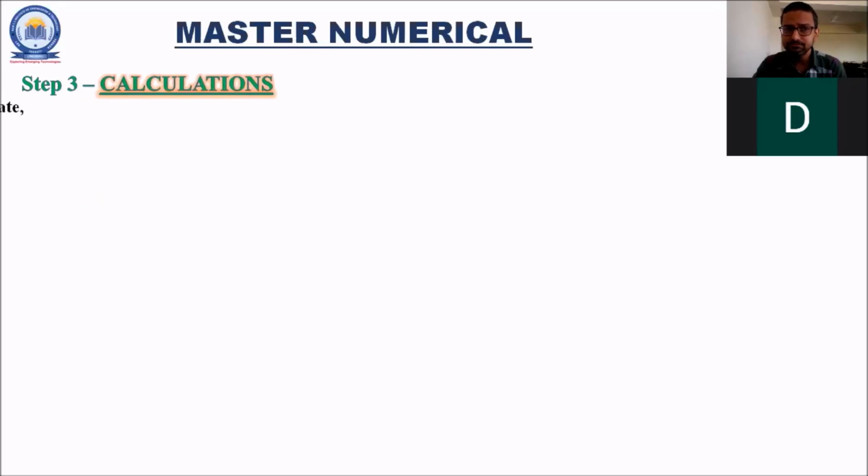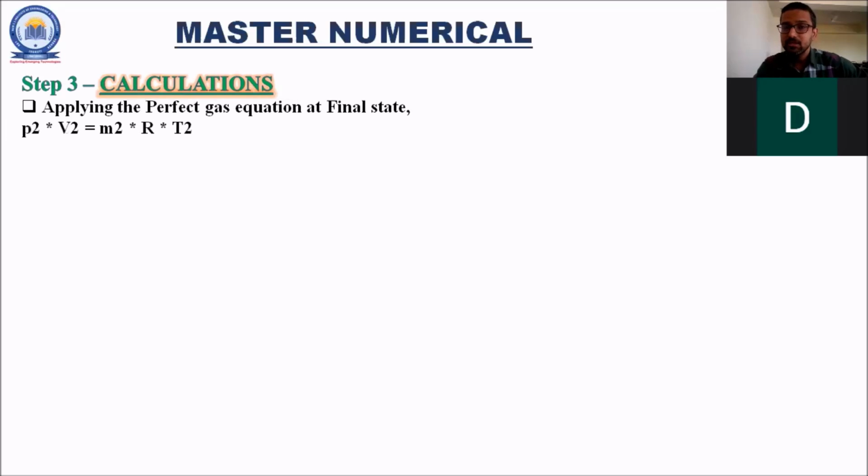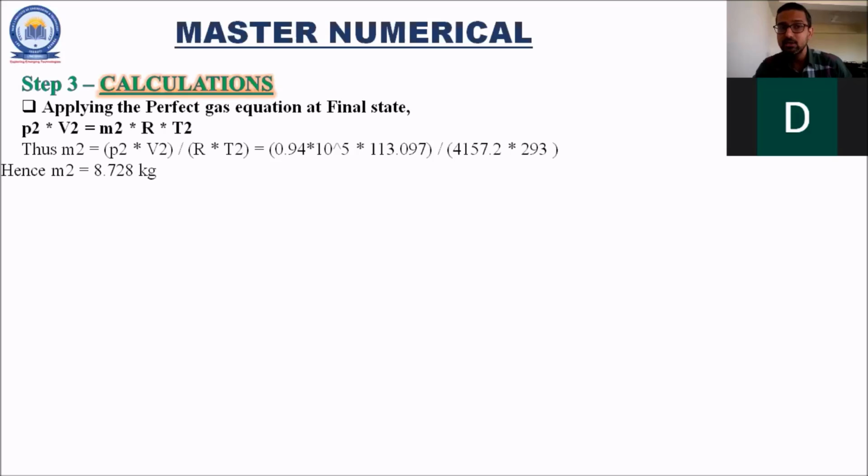Moving further in the calculations, applying the perfect gas equation at the final state. So I can write down the equation P2V2 is equal to M2 R into T2. We are having the value of P2, V2, capital R is constant, and T2 also we are having. So now we will be calculating the value of M2. So I am getting the answer of M2, that is 8.728 kg.